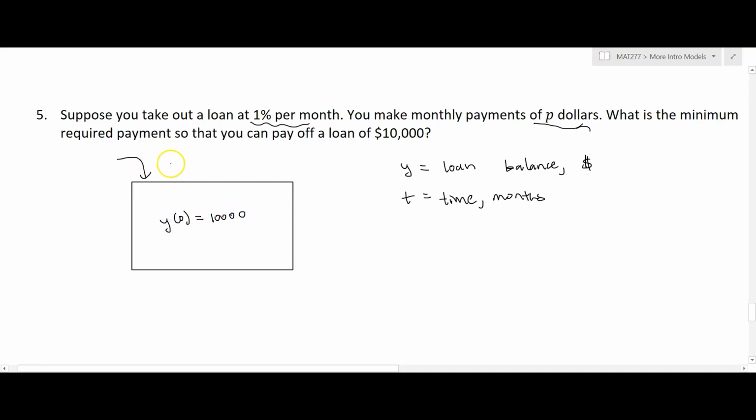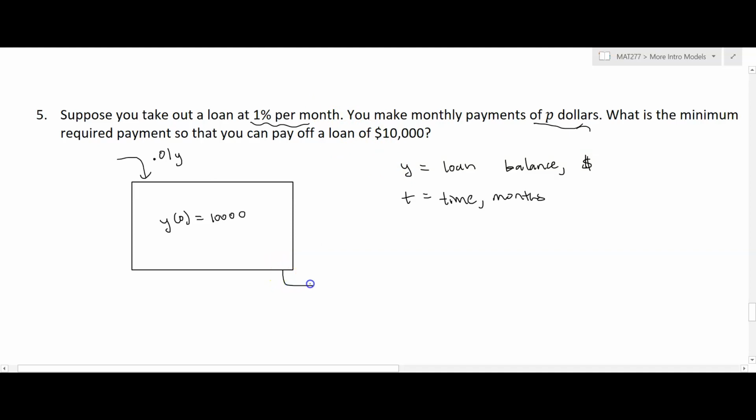And what we have coming in is 1% interest. 1% is always being taken off of your loan balance. So 1% of whatever your loan balance is how much the bank will charge you. So the first month, 1% of 10,000 is going to be 100. And so if that's the case, then that means I'm going to have $100 of interest in my first month.